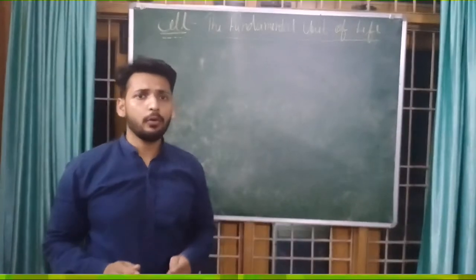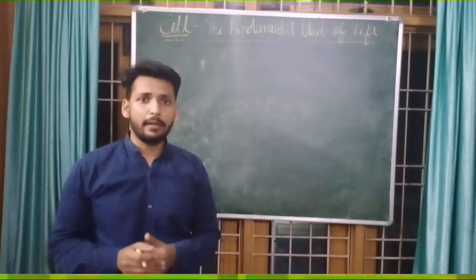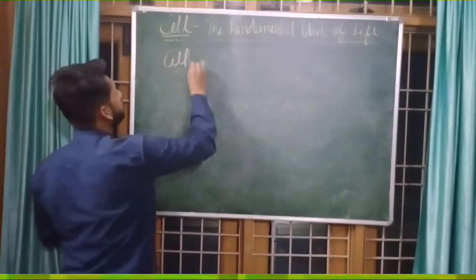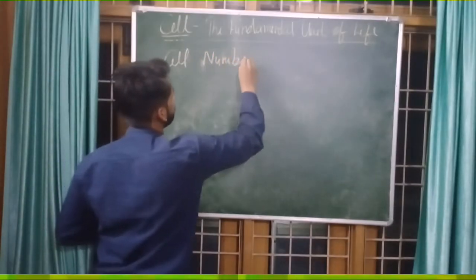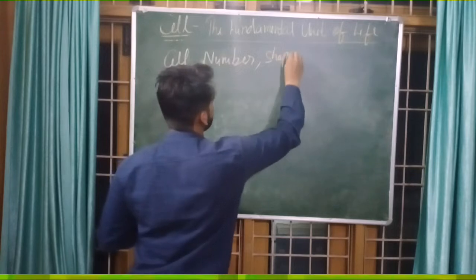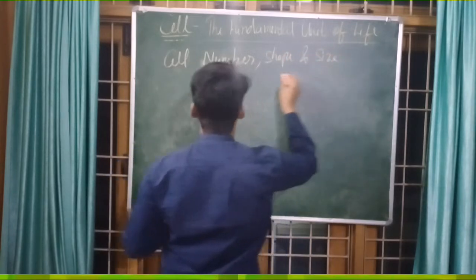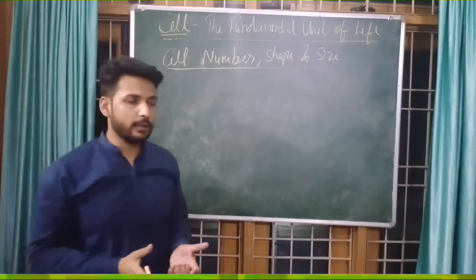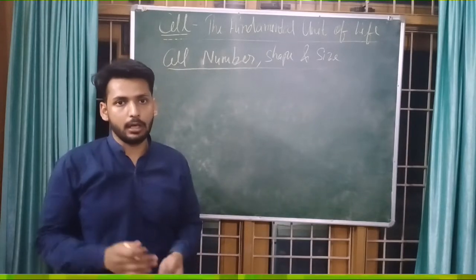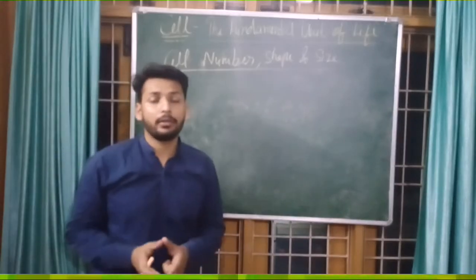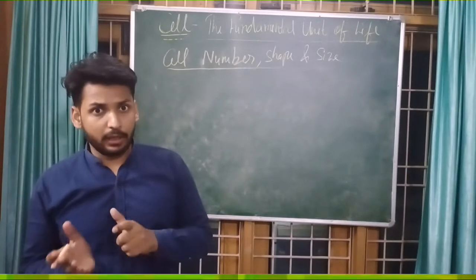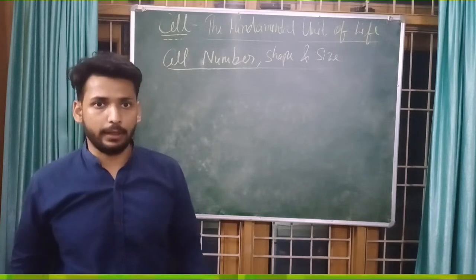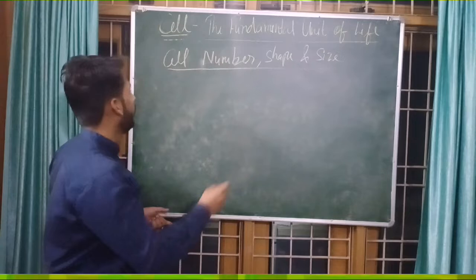Hello kids, this is part 4 of chapter Cell, the fundamental unit of life, class 9 biology, and today's topic is cell number, shape and size. So today we are going to study about the cell numbers, their shape and size, how they look, what is their size, smallest, largest, and on the basis of number we are going to classify organisms like they are multicellular or unicellular. How many cells are present on the basis of that. Got it? So first of all, we are studying on the basis of cell number.